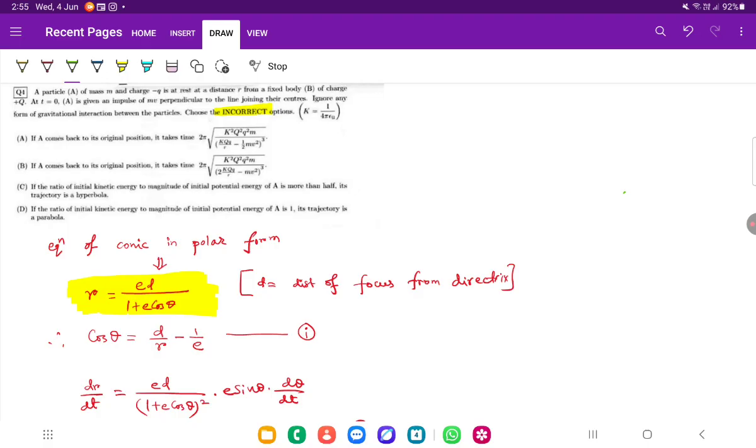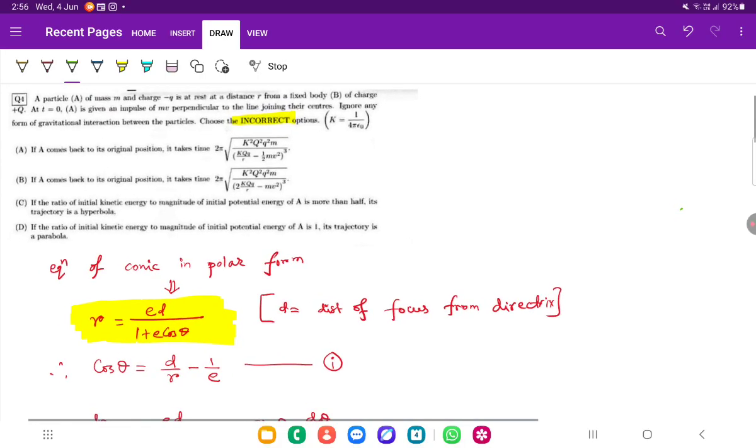A particle A of mass m and charge minus q is at rest at a distance r from a fixed body B of charge plus q. At t equals 0, A is given an impulse of mv perpendicular to the line joining their centers. Ignore any form of gravitational interaction between the particles. Choose the incorrect statements. And k is given, as we all know, 1 by 4 pi epsilon naught, the electrostatic constant. And we're given four options.